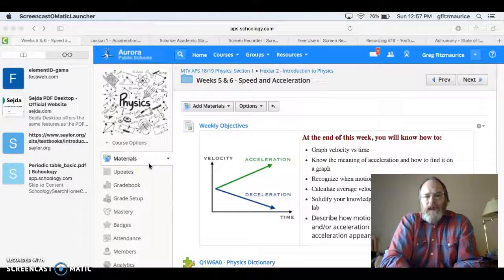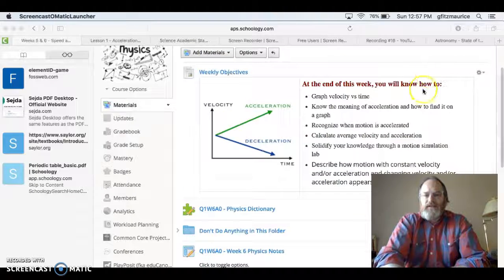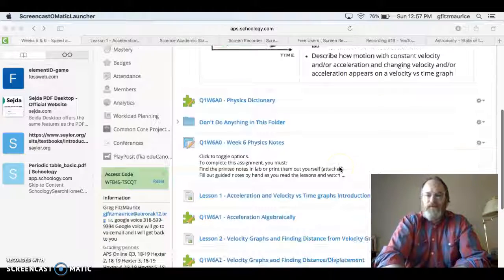So let me go over weeks 5 and 6. You should have started on some of this last week, but here we go. Weekly objectives. We're going to graph velocity versus time. Know the meaning of acceleration, recognize when motion is accelerated, and you can read the rest yourself.